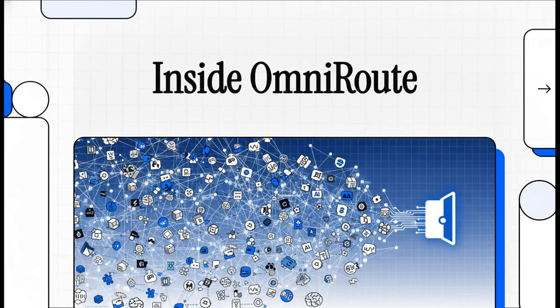Today, we're diving deep into the architecture of OmniRoute to see exactly how it unifies what is, honestly, a completely chaotic AI landscape right now. We're looking at a system that takes hundreds of totally distinct AI services and basically forces them to play nicely together behind a single door.